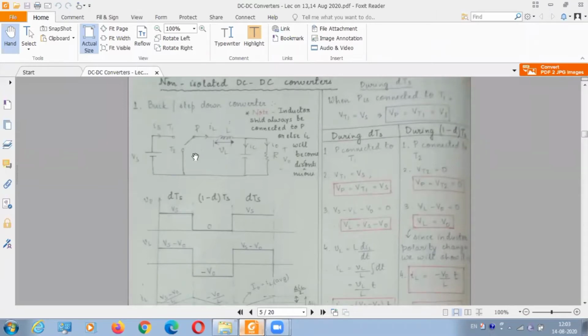Now in a buck converter, we had a DC source. We had a single pole, one fixed point, two throws T1, T2, double throw switch. Then we have an inductor, capacitor and a load, which is a resistive load.